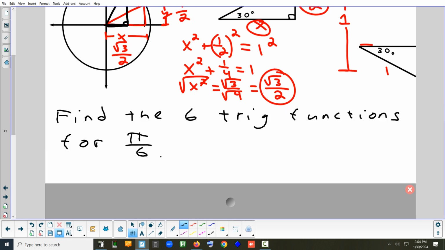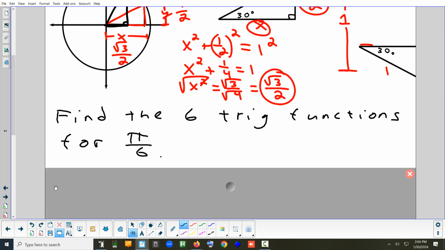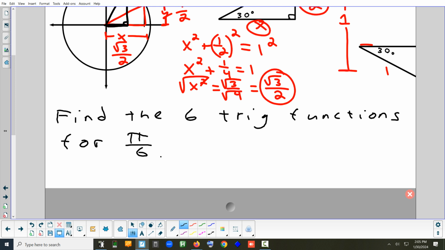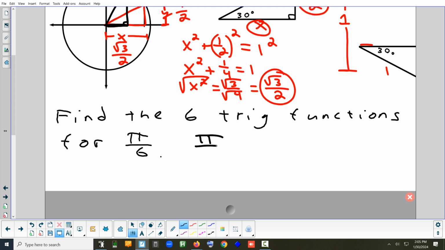All right, so let's try to find the 6 trig functions of pi over 6. If you're not sure what pi over 6 is, what could you do first? Convert it to degrees. Yeah, you could convert it to degrees. If you know what it is, you don't have to do that. The whole goal, you need the coordinate. So however you can figure out the coordinate for pi over 6, that's what you need.